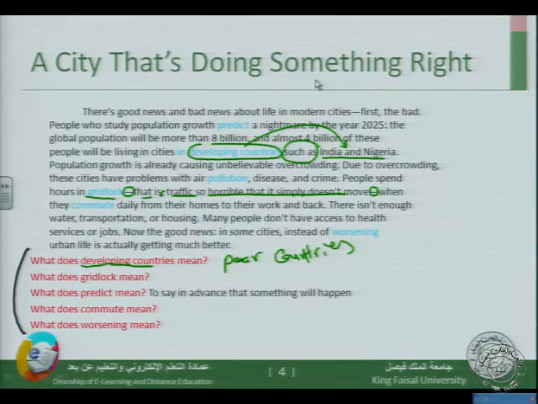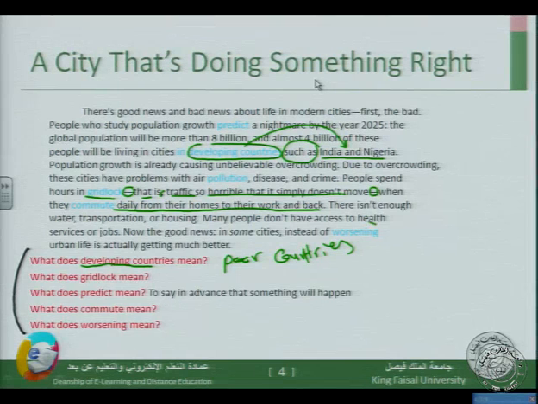What does predict mean? It means to say in advance that something will happen. This is what we mean by predict. Okay? What does commute mean? To commute. They commute daily from their homes to their work and back. They walk, they go back and forth. This is what we mean by commute, to move, from their homes to their work.